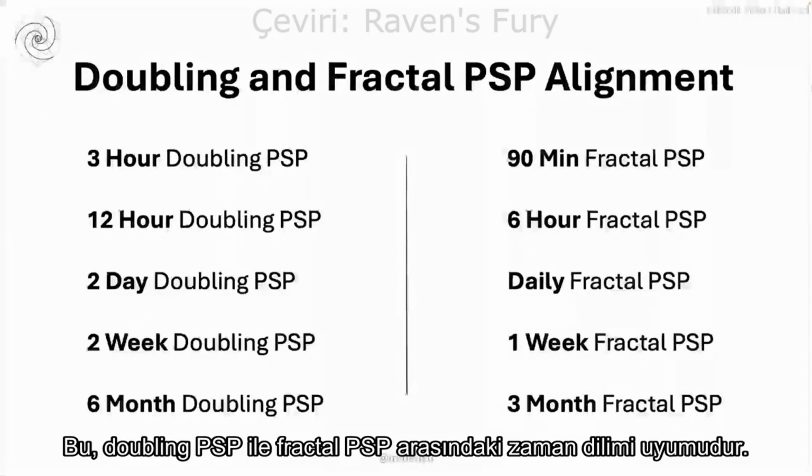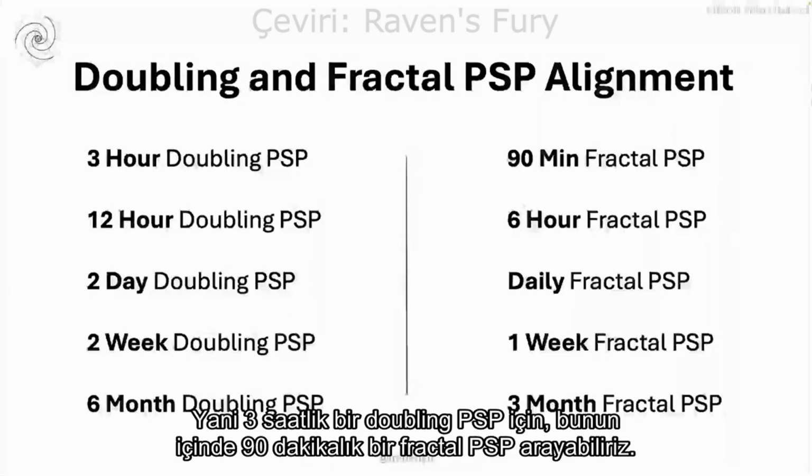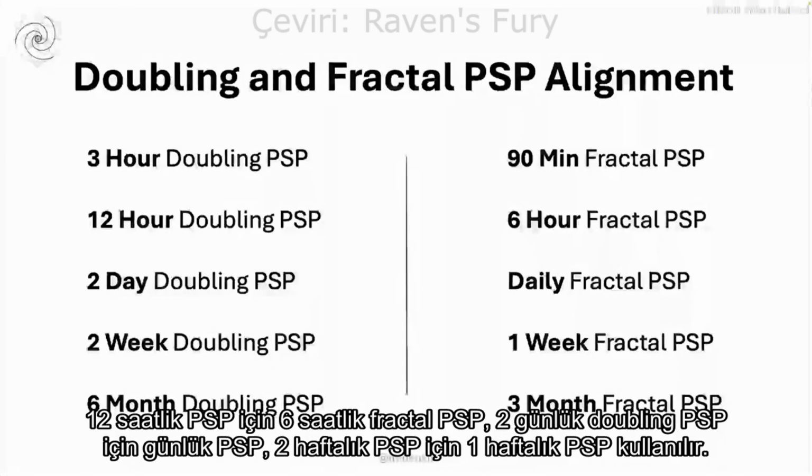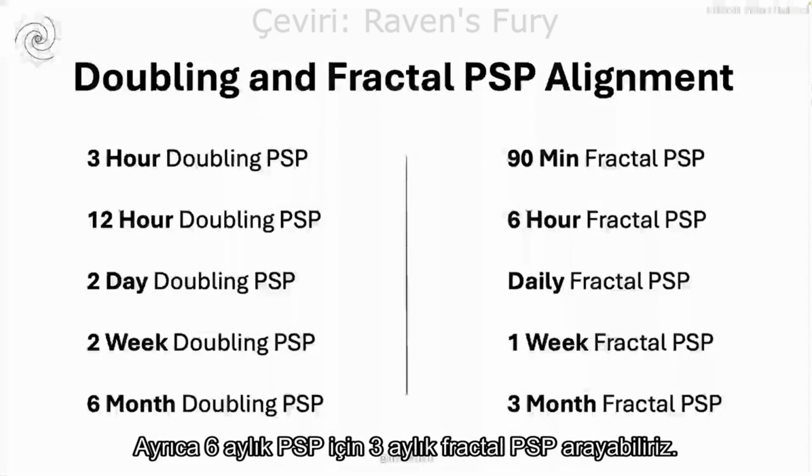This is the time frame alignment for a doubling and fractal PSP. So for a 3-hour doubling PSP, we can look for a 90-minute fractal PSP within it. The 12-hour PSP, a 6-hour fractal PSP. The 2-day doubling PSP, a daily PSP. The 2-week PSP, a 1-week PSP. And then a 6-month PSP, we can look for a 3-month fractal PSP.